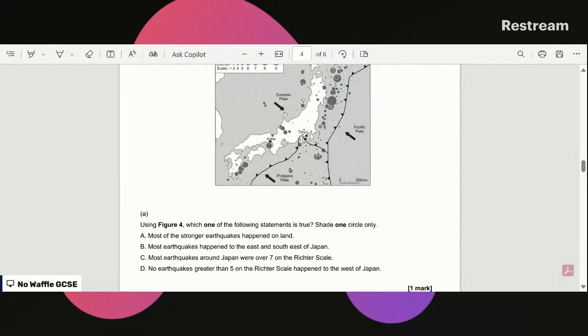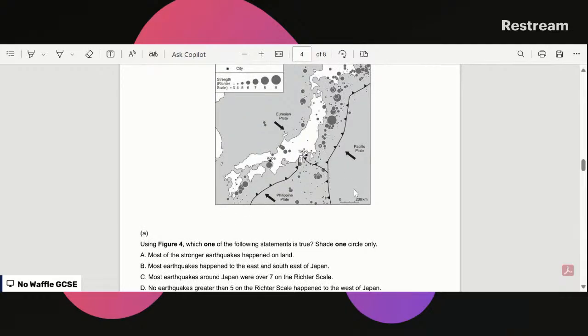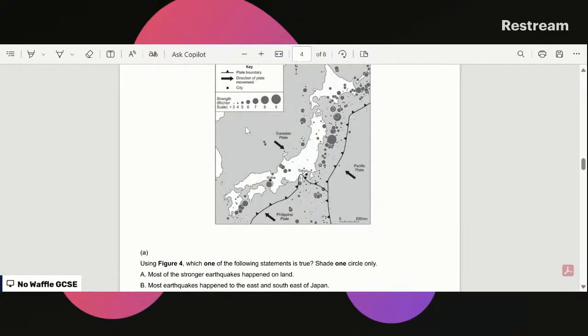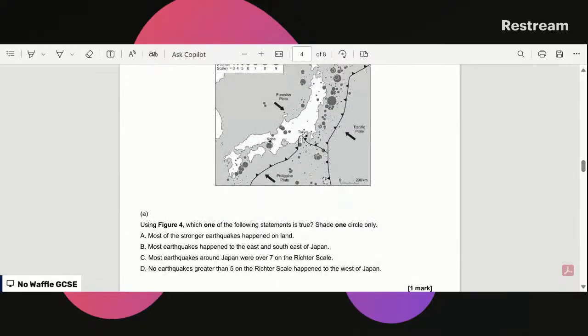C, most earthquakes around Japan were over 7 on the Richter scale. No, you can see a lot of smaller ones, so that's not true. And D, no earthquake greater than 5 happened to the west of Japan. So, never eat shredded wheat, you've got west, and here you can see that there are actually some quite big ones, so that's false. So B is your answer.